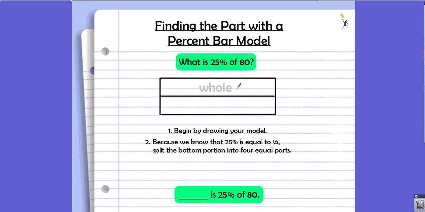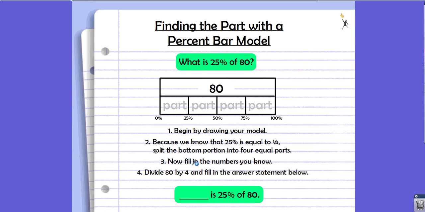Now for our whole, we need to be able to break it down into 25%. And this is when our knowledge of percents comes in handy. Because we know that 25% is equal to 1/4 split. We are going to split the bottom portion into 4 equal parts. And now we can fill in the numbers that we do know. So we know 25% and we know 80.